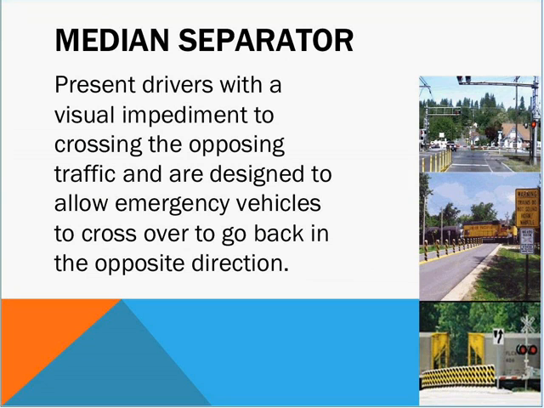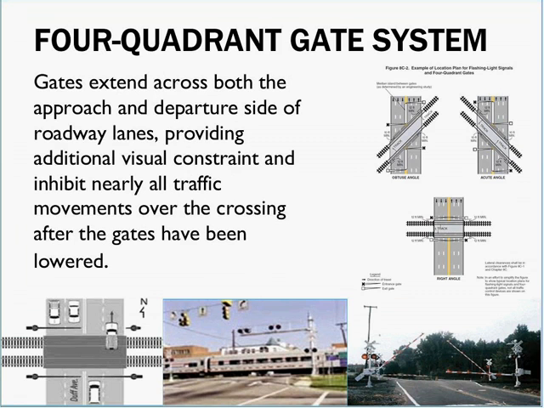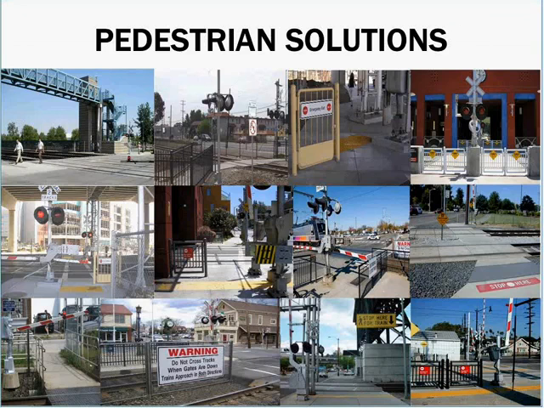One thing that's worked very, very well and is seeing more and more application is the median separator. It's impossible to go around the gates with a median separator. The four quadrant gates also help reduce that somewhat, but people have found ways of getting around the four quadrant gates. The pedestrian solution that works the best is having the pedestrian gates, which I mentioned before.